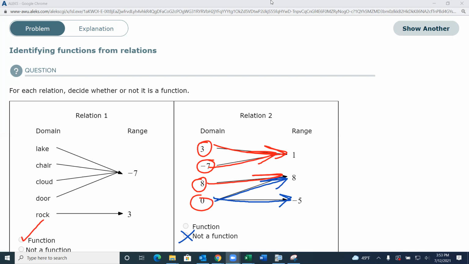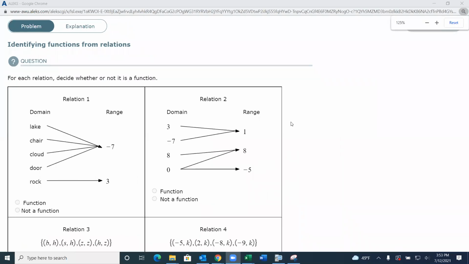Now, there's actually a 4-part problem. So let's check out the rest of it. I need to zoom out a little. Yeah, that's enough right there. Okay, so what about this guy here? Is that a function? Well, is anything in the domain used more than once? Well, we got B, S, Z, H. None of them were used more than once in the domain as an X value.